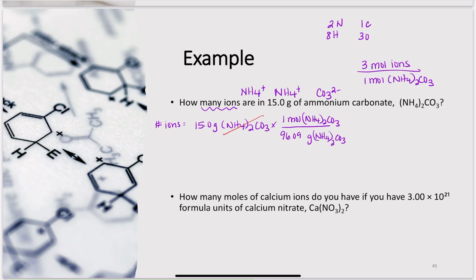At this step, I have got rid of my grams of ammonium carbonate and my moles of ammonium carbonate. Now I can convert to the moles I want, which is moles of ions. I have 3 moles of ions for every 1 mole of ammonium carbonate.